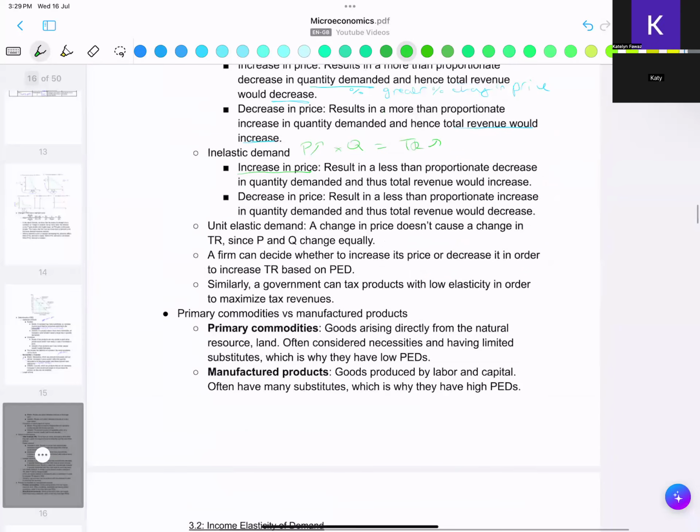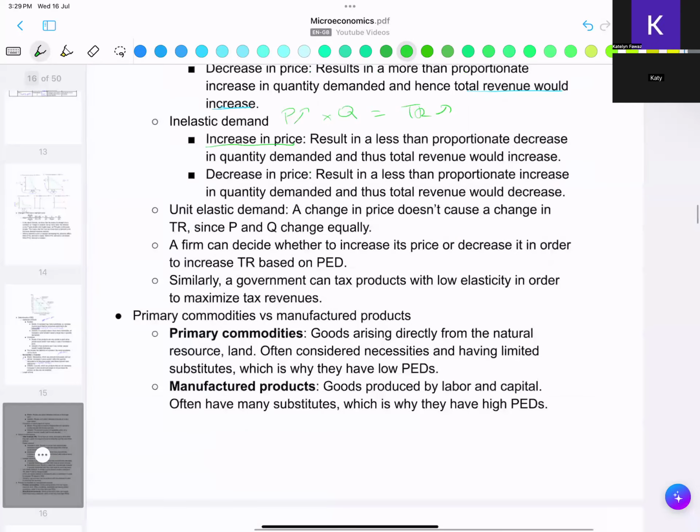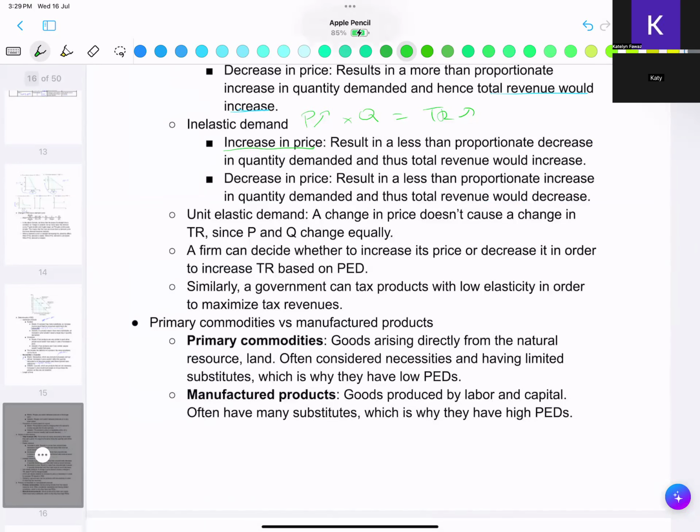Primary commodities versus manufactured products. They used to ask about this in the old syllabuses, not as much in the new one. Primary commodities are goods arising directly from the natural resource land, often considered necessities and having limited substitutes, which is why they have low PEDs, because they have no substitutes. Manufactured products are goods produced by labor and capital, often have many substitutes, which is why they have high PEDs.